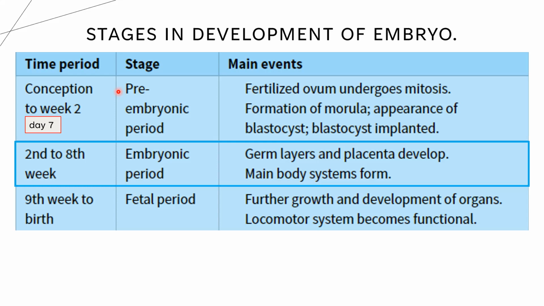Well, this period is from the 2nd to 8th week. The germ layers formation from the bilaminar germ disc to three germinal germ layers, the placenta development, and main body system formation.